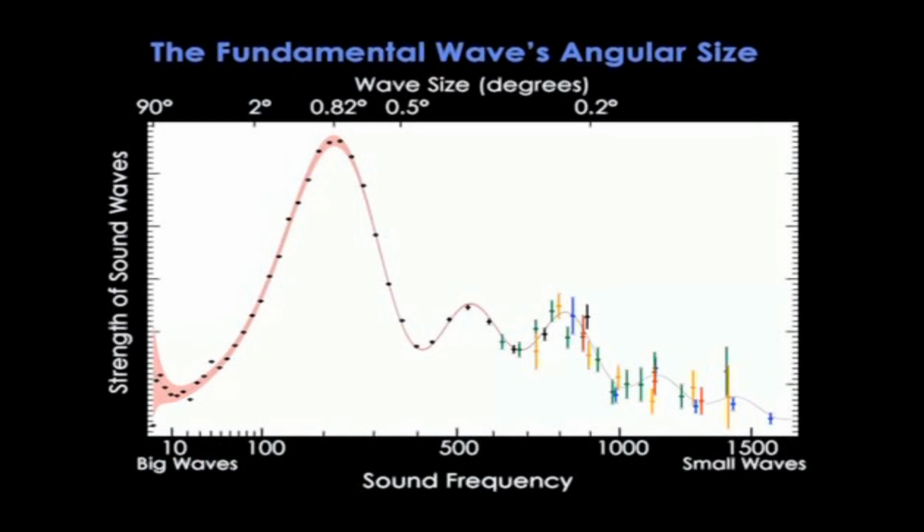For our present purposes, just notice that there is a strong peak for waves with size 0.82 degrees, with about 1% uncertainty. This is the angle theta for our 600,000 light-year waves. They're really remarkably well measured. So, what value does that imply for the curvature?